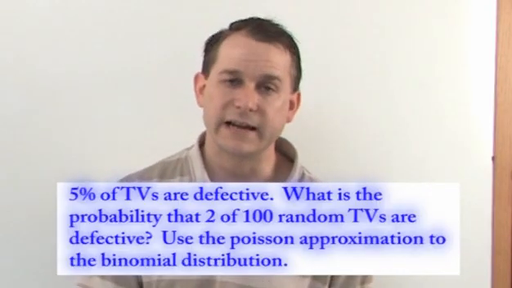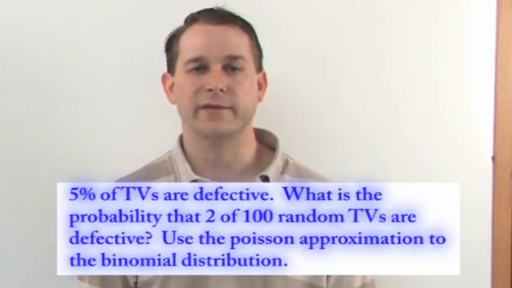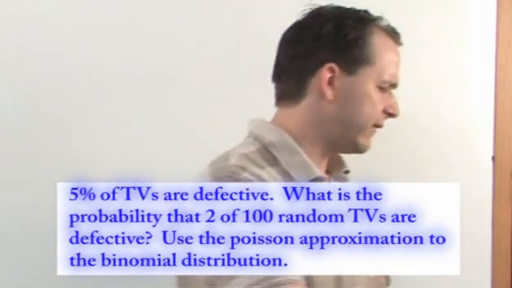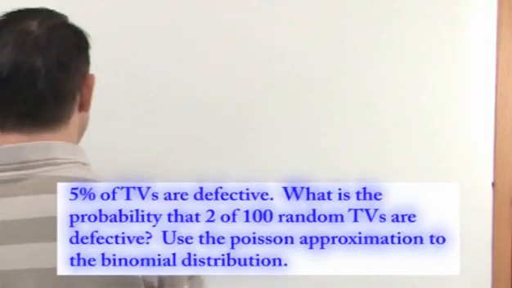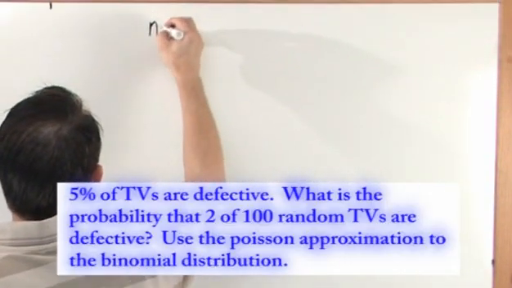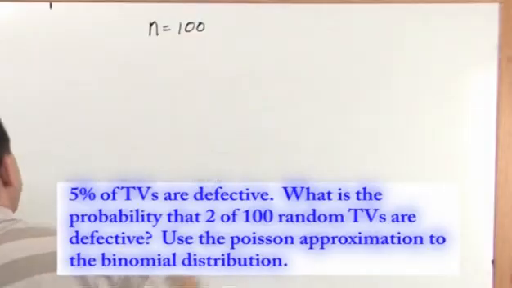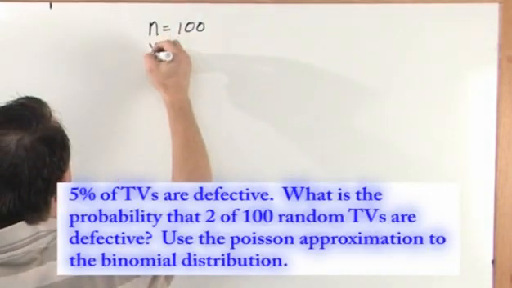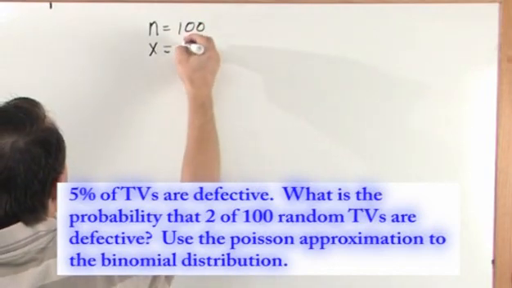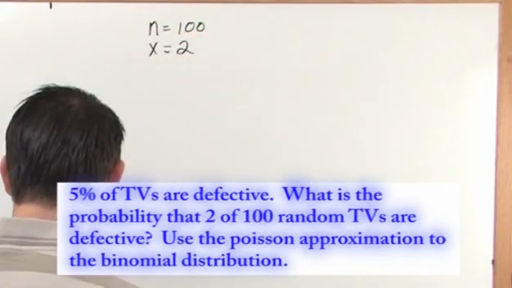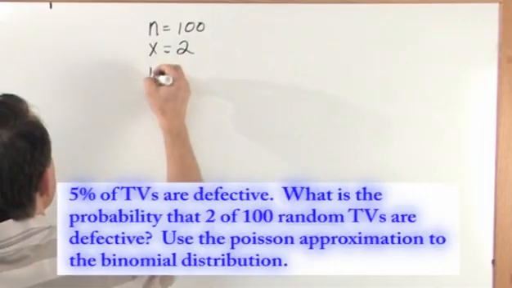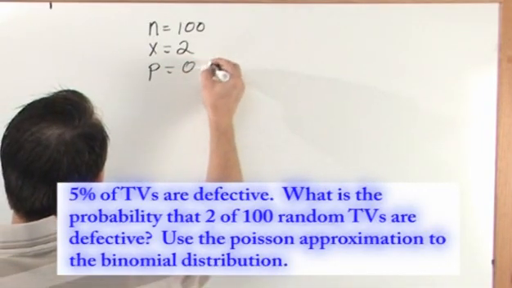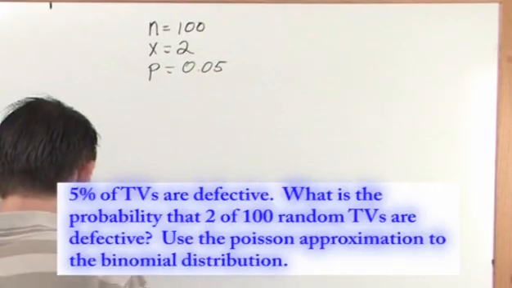But if certain things are true, we can actually use this simpler representation to get an answer that's pretty darn close, and that's a little bit easier to calculate. So let's do that. First thing you always want to do is write things down. We know that n is equal to 100 because there's 100 trials, basically. There's 100 TVs, just like the section on the binomial distribution. X is the number of, quote, successes in trials, so there's 2 successes, meaning defective televisions. The probability of, quote, success, in this case defective television, is 5%, which is 0.05.